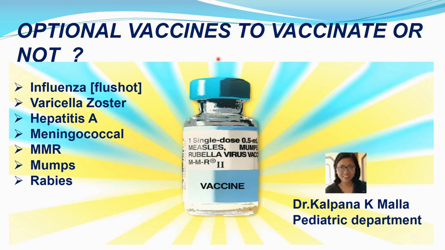The topic of discussion today is optional vaccines. Optional vaccines are not included in the routine immunization schedule, but still they are recommended because they protect against diseases that may be less common but still serious. The recommended common optional vaccines are influenza vaccine, varicella zoster, hepatitis A, meningococcal vaccine, MMR, mumps vaccine, rabies.